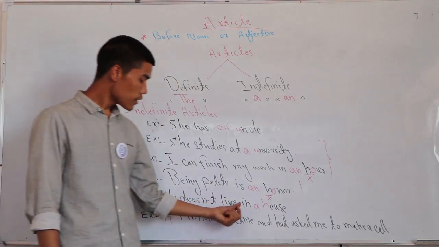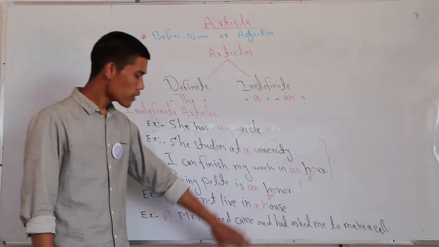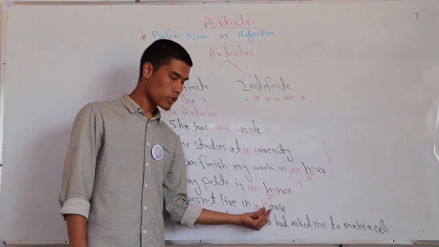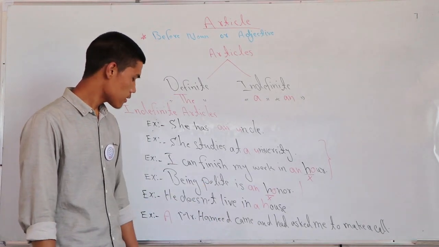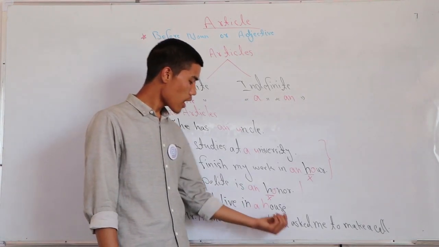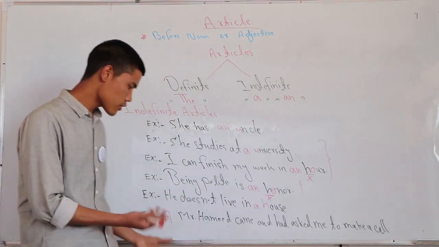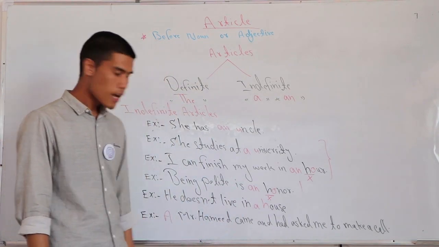He doesn't live in a house. House is a word that starts with H. H is a consonant letter, and we use "a". He doesn't live in a house. Maybe he lives in a hostel. Okay, the last example.